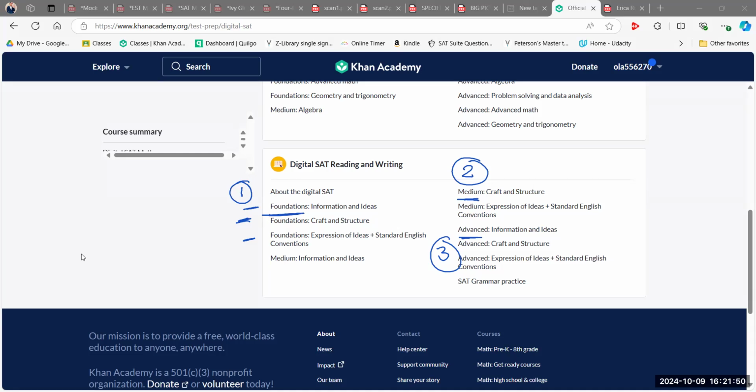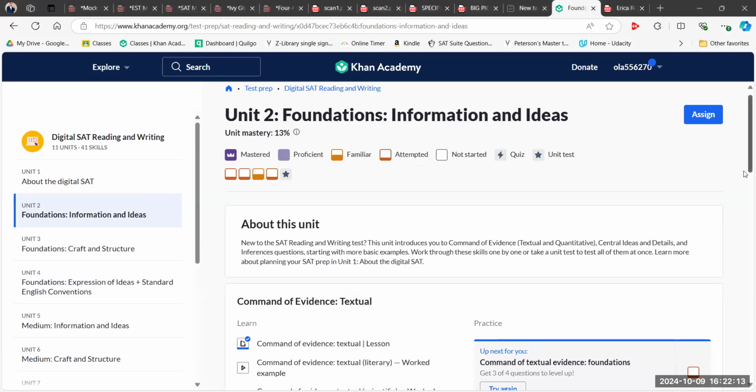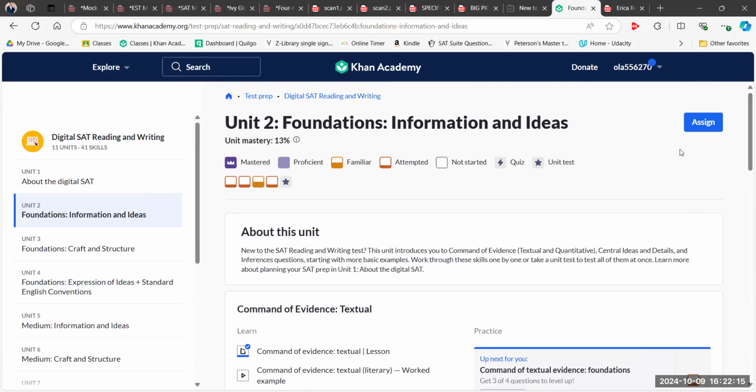Let's have a look at this introduction. You may read. So what's our focus today? I'm going to start with one of the easiest questions, just a kind of appetizer. Information and ideas. What do we have? As you can see, there is an assign option, which means I'm going to assign this for you. These are some of the exercises we will have.